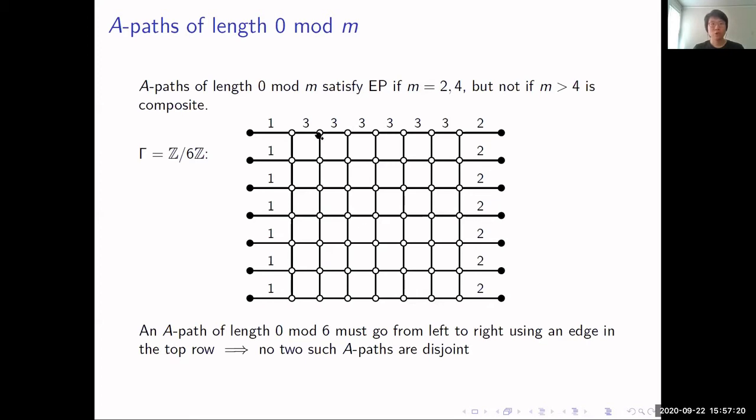But if you don't use any of the top edges, then the weight will be 3. And that's not 0 in integer mod 6. So the only 0 A paths are those that go across the grid and use one of the top edges. And it's easy to see that no 2 such paths are disjoint, because as soon as you have one such path, that blocks off every other possible one because of planarity inside this grid. And this example can be generalized to every composite that's not equal to 4.